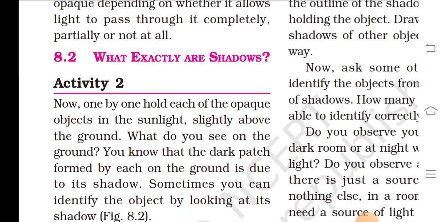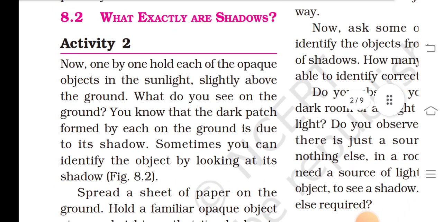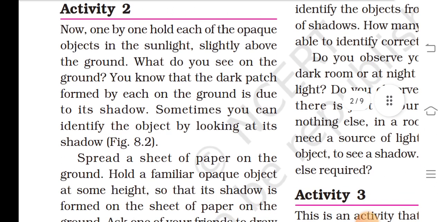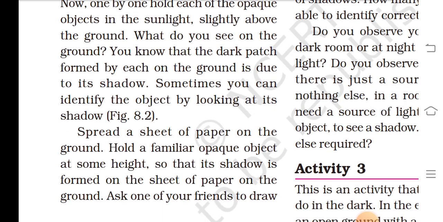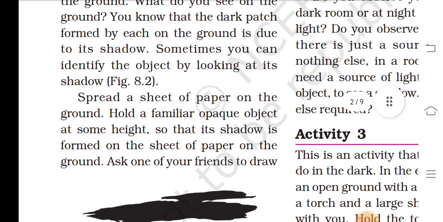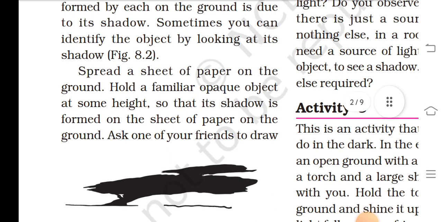What exactly are shadows? Now, one by one, hold each of these opaque objects in the sunlight, slightly above the ground. What do you see on the ground? You know that the dark patch formed by each on the ground is due to the shadow. Sometimes you can identify the object by looking at its shadow.